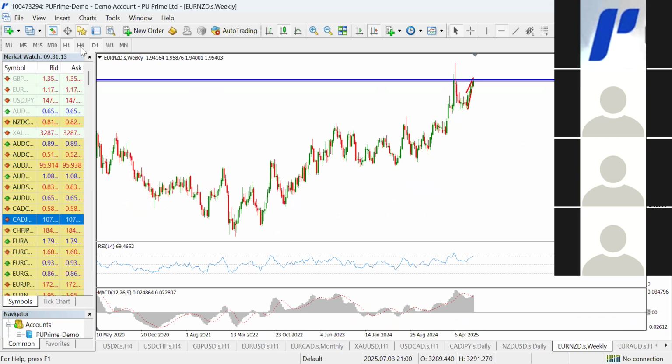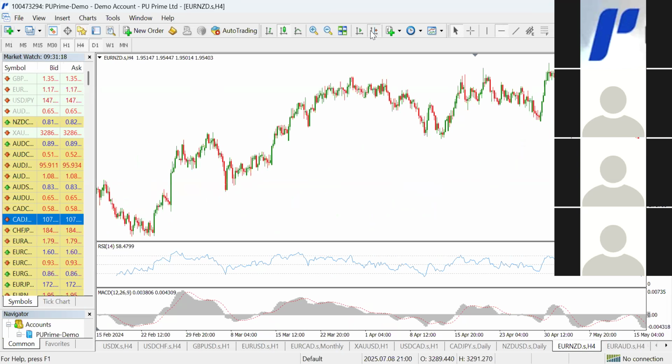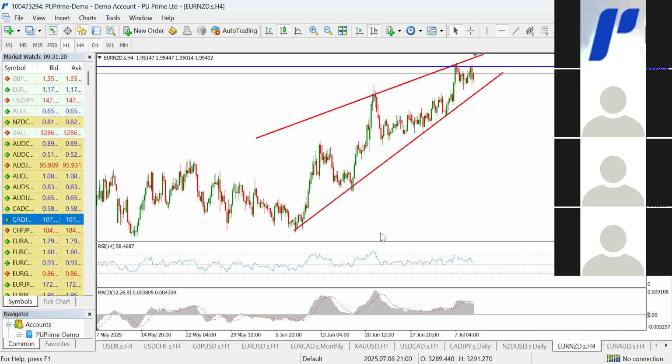On 4 hour now, we're looking for a reversal. The price is at resistance on the weekly. This is the 4 hour reversal with a rising wedge pattern. If price breaks out below the lower trend line, then we will be able to look at taking a sell on the Euro New Zealand. And at that instance, we need to also confirm with our RSI clearly below 50.